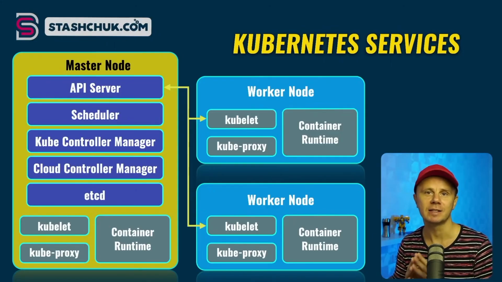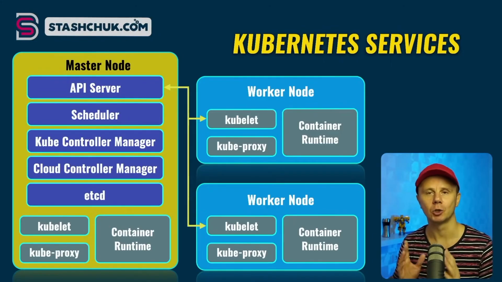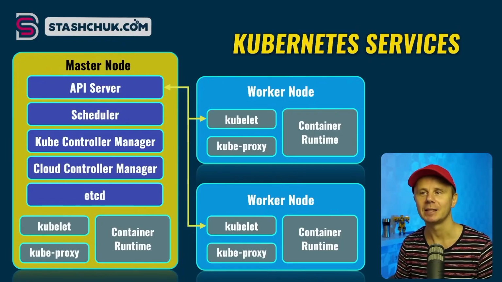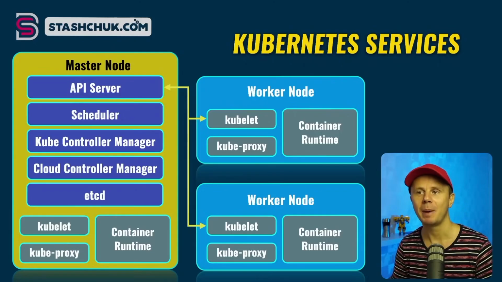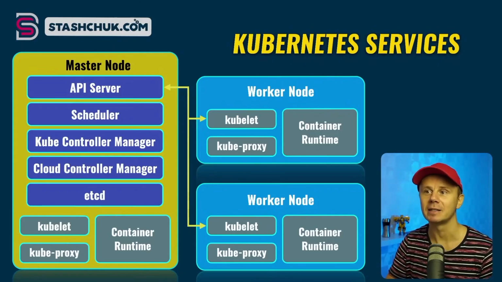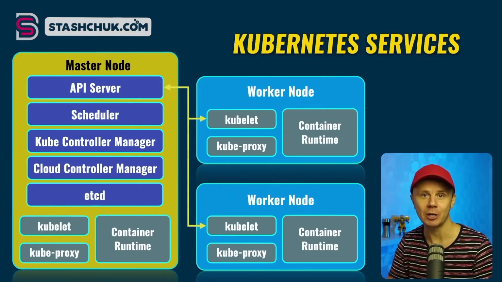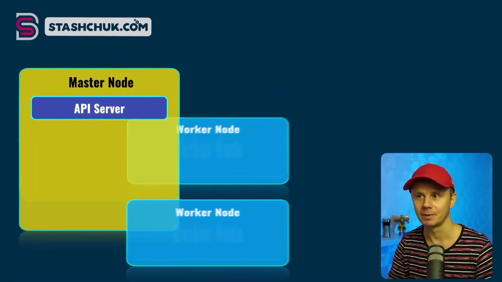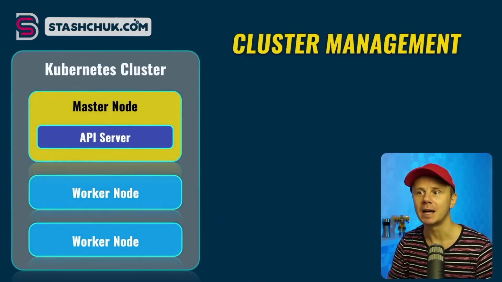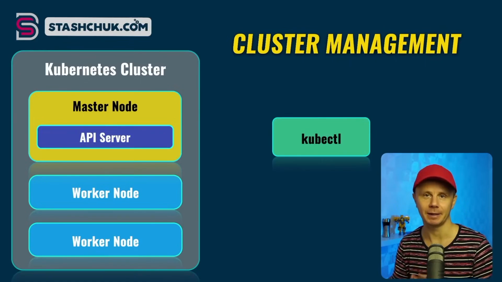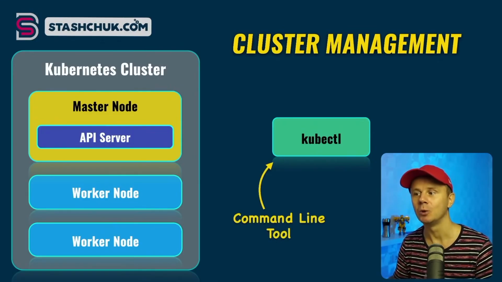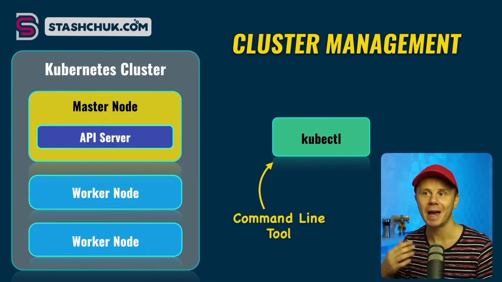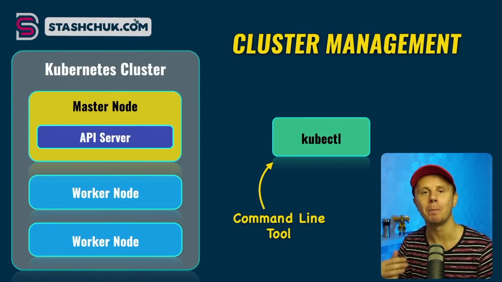These are different services which are running on different nodes in the Kubernetes cluster. And the main service on the master node is the API server. And by the way, using this API server service, you could actually manage the entire Kubernetes cluster. How is it done? It is done by using kubectl or kube control. And kube control is a separate command line tool which allows you to connect to a specific Kubernetes cluster and manage it remotely.